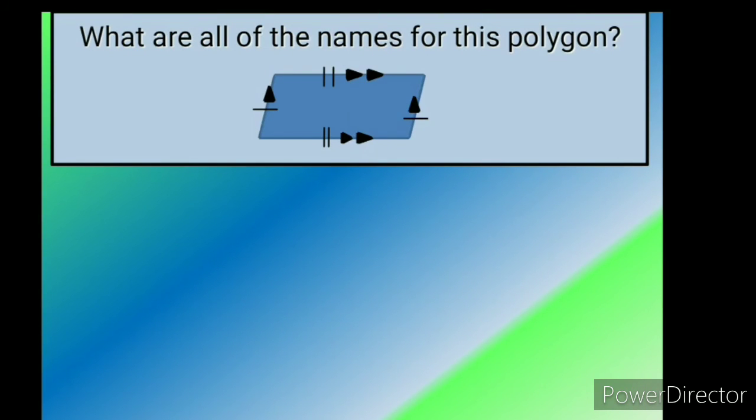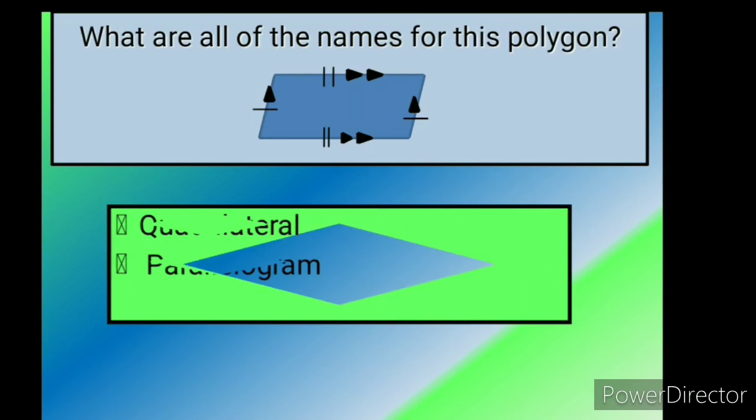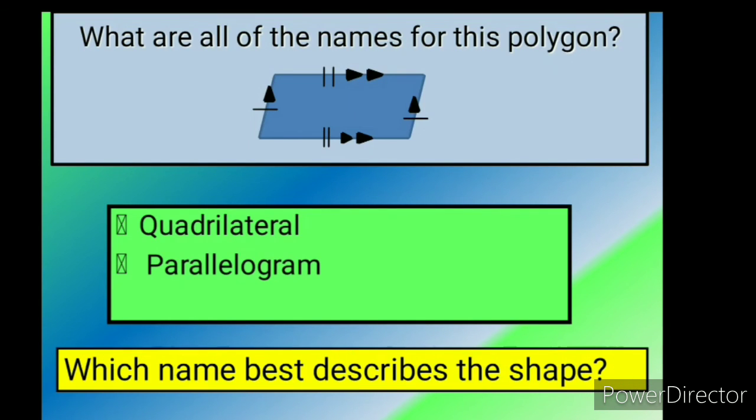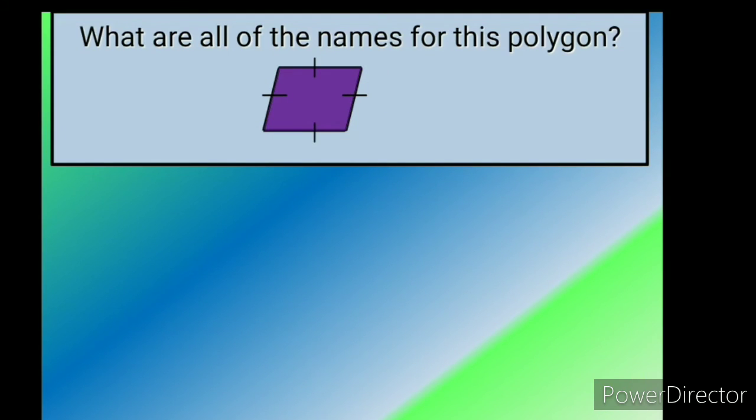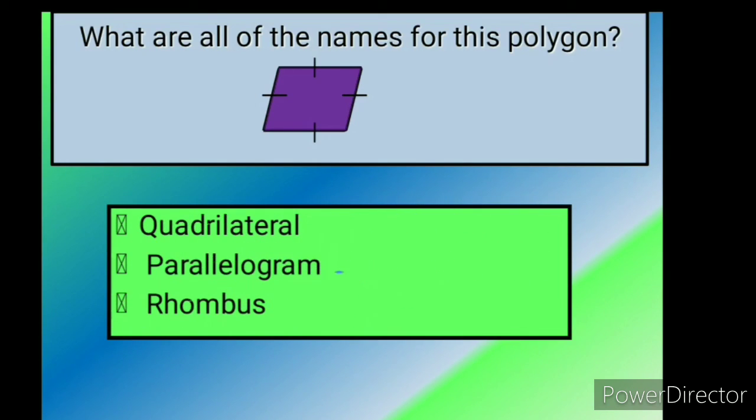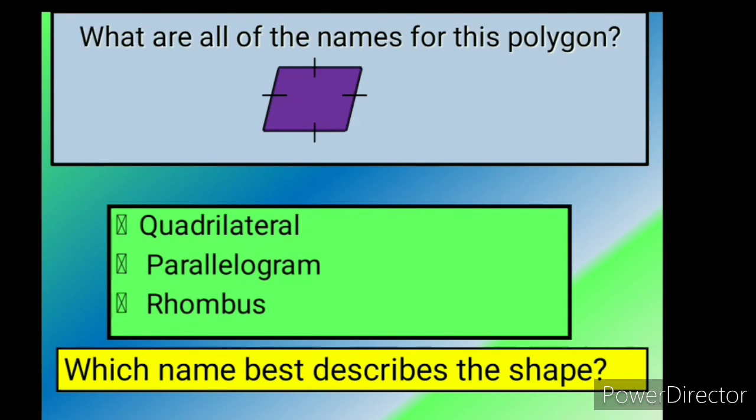Next question. What are all of the names for this polygon? Quadrilateral and parallelogram. Yes. Which name best describes the shape? Yes, parallelogram. Next question. What are all of the names for this polygon? Quadrilateral, parallelogram, rhombus. Which name best describes the shape? Yes, rhombus.